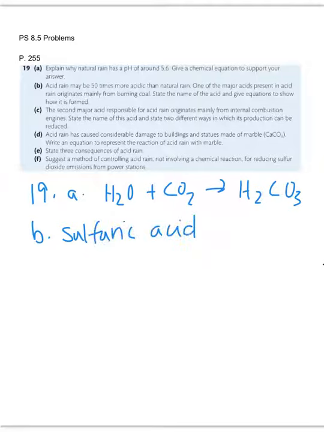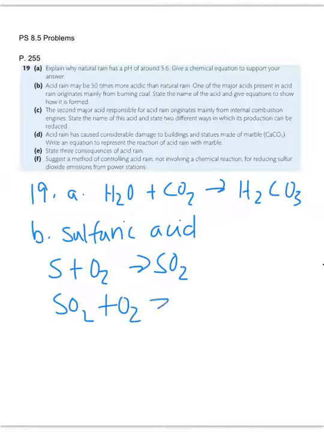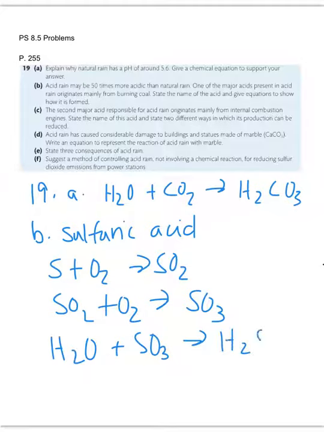And one way it can originate is your sulfur combines with oxygen to form SO2. And then SO2 can combine with oxygen in the air. So this happens when you're burning the coal, the sulfur and the oxygen form SO2. But SO2 in the air then forms SO3. And then SO3 combines with water. And that's when we have the strong acid H2SO4.